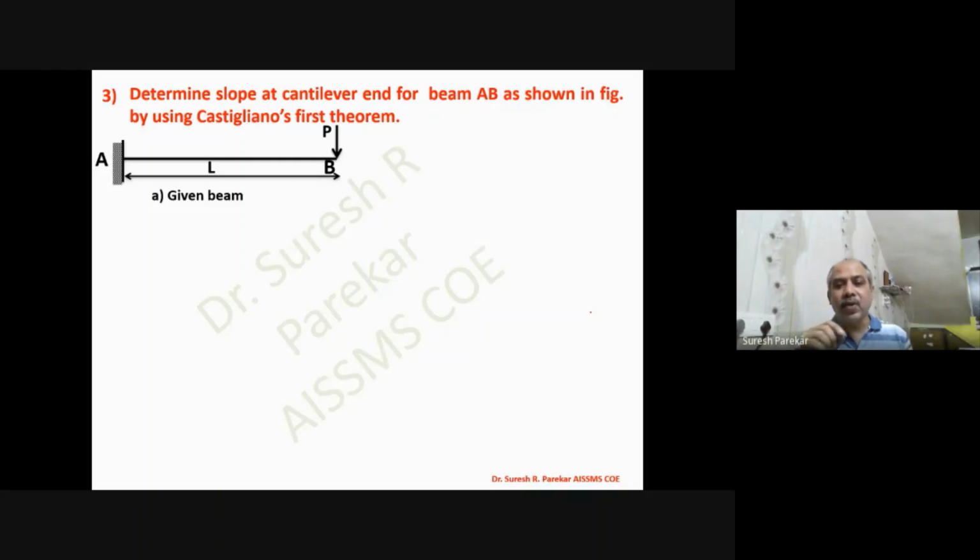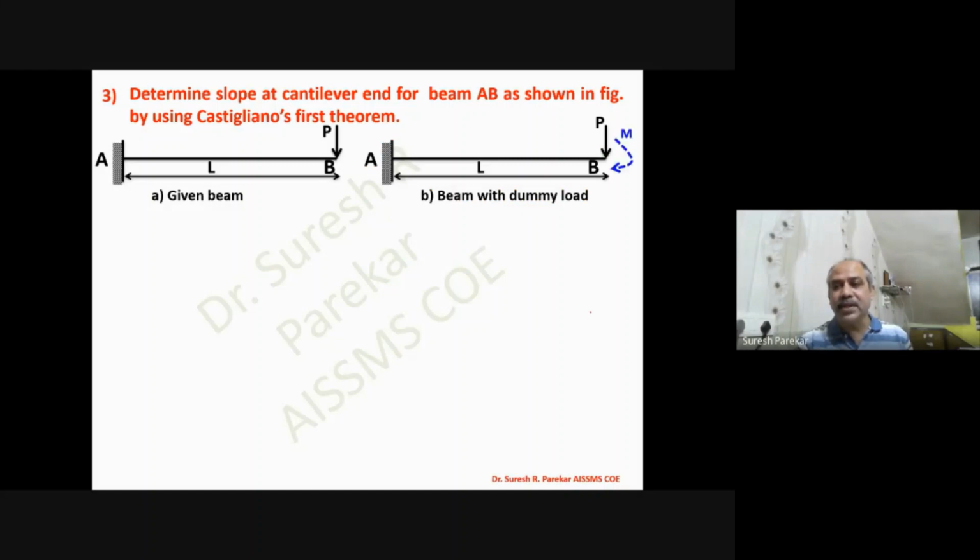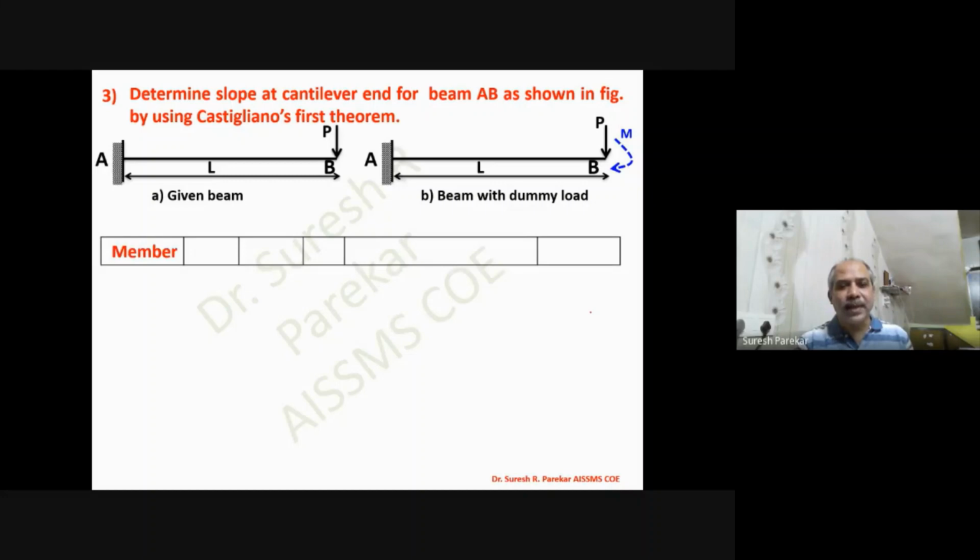So now I do not have a variable moment at point B and I have to find the slope. So we have to apply a dummy moment over here. You can see we have applied the dummy moment over here. Then we go with the same table, changing only the last column, that is ∂M/∂M.